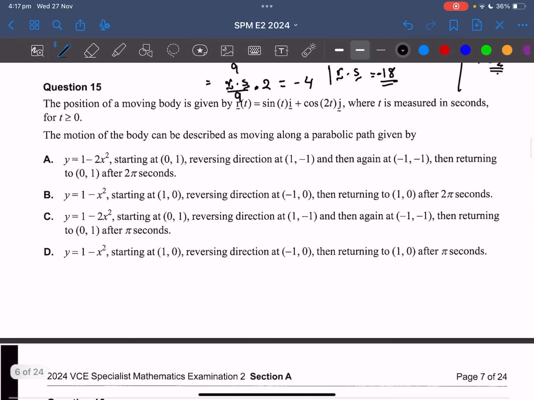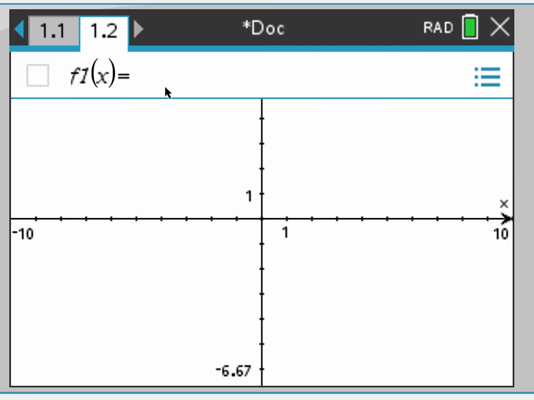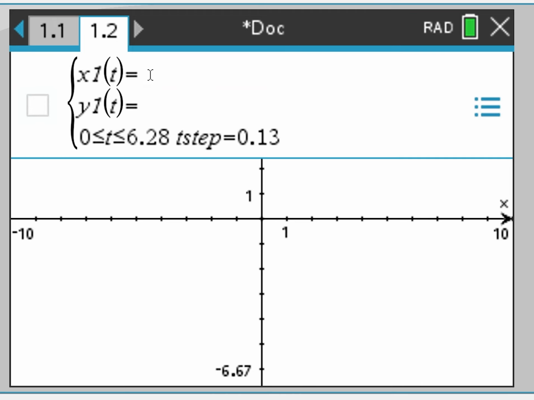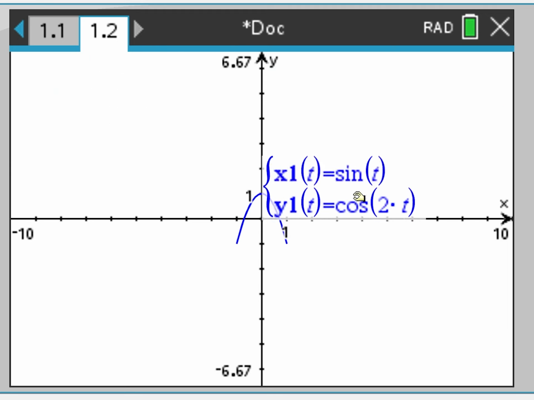Alright, the position of a moving body is given by r(t) equals to that, where t is measured in seconds for t greater than or equal to 0. The motion of the body can be described as moving along a parabolic path given by. Okay, so in that case, let's do this question on CAS. So let's graph that. I do right click, graph, enter it, and do parametric. And now just type the components in. So x component is sine of t, and y component is cosine of 2 times t. Okay, and graph that.